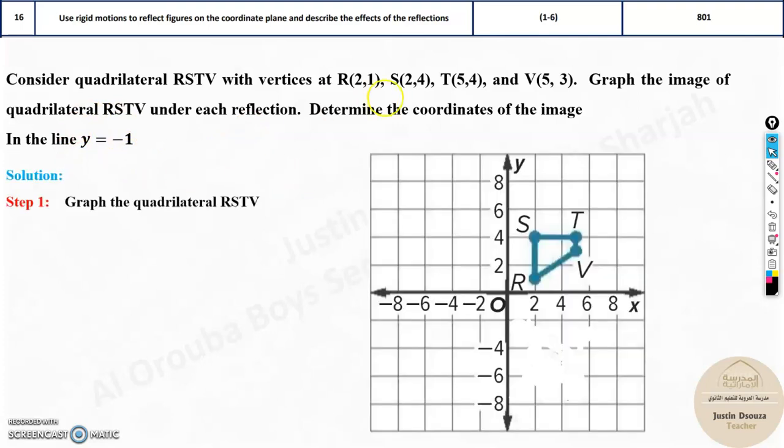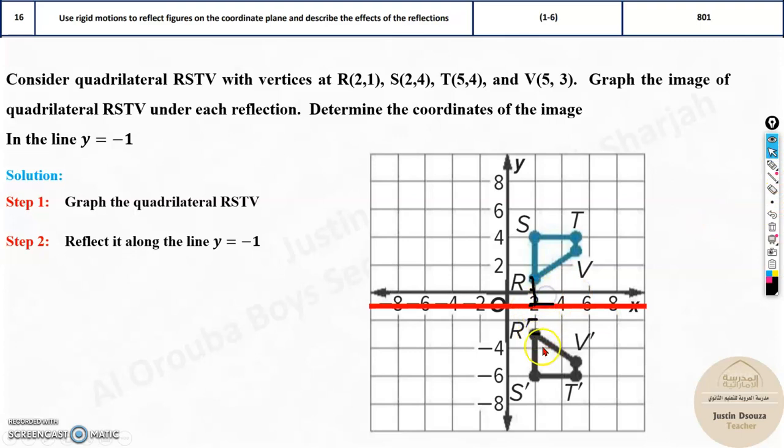First, you need to draw these coordinates. R is 2, 1, S is 2, 4, T is 5, 4, V is, as you can see, all this is plotted. Then see the line y equals -1. You should draw a line over there, and the reflected figure must be the same distance from this line. Now you can count from this line to R. It's 1, 2 units apart. So it should be 1, 2 somewhere over here. If you draw the reflected figure, it'll be written as R dash, it's 2 units.